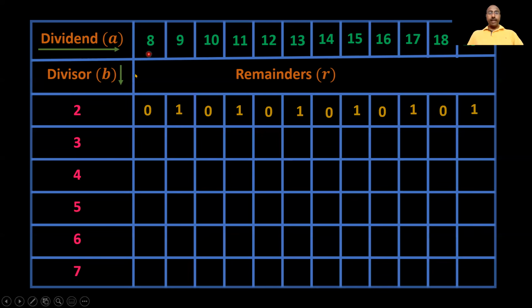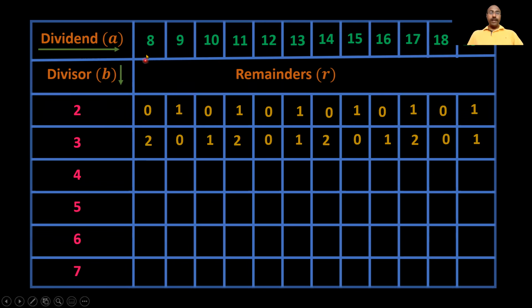And if all the values of A are divided by 3, then the remainders are, if 8 is divided by 3, 3 times 2 is 6, and the remainder will be 2. And if 9 is divided by 3, 3 times 3 is 9, so 0 will be left, that is, remainder is 0. And if 10 is divided by 3, 3 times 3 is 9, and we are left with 1. So the remainder is 1. Similarly, we get the remainders 0, 1, 2, 0, 1, 2, 0, 1, like that.